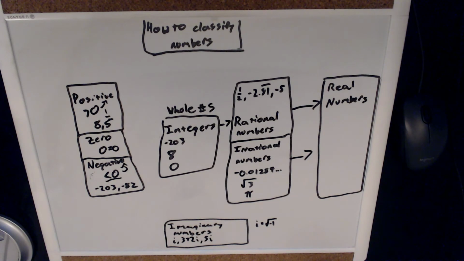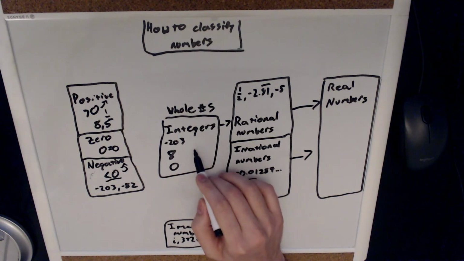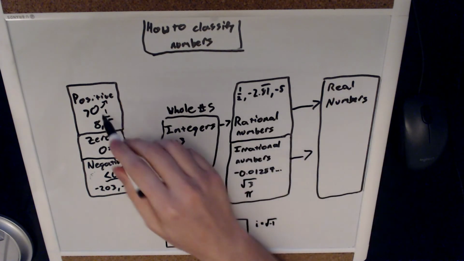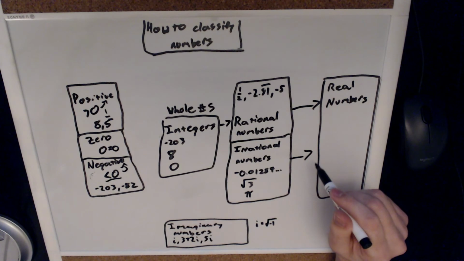So there you have it. That's how to classify your numbers. If somebody asks for integer solutions, they must be whole numbers. In other words, they don't have any decimal values. If they want a positive or negative, you know how to look for that now.